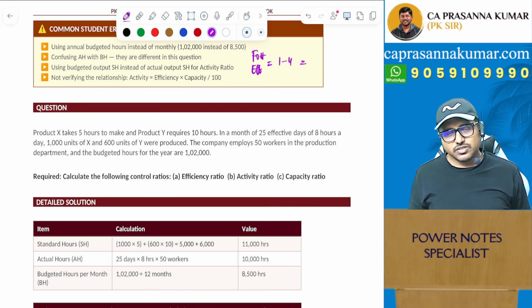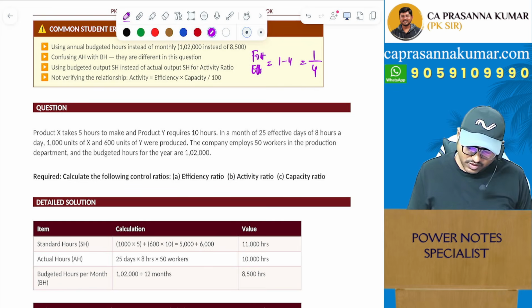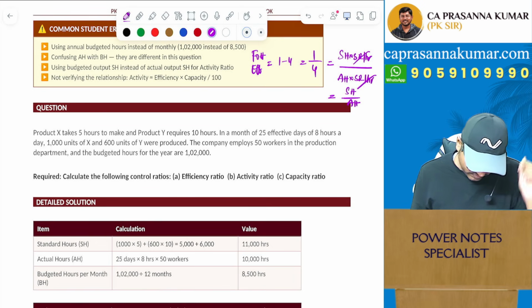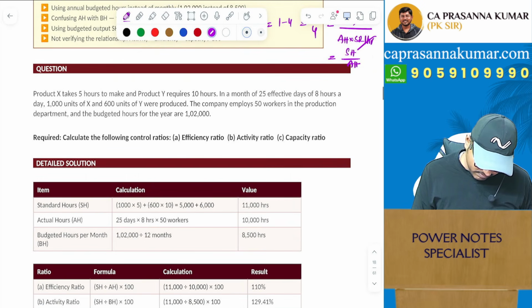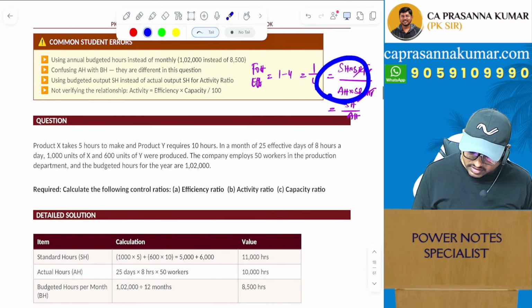So this is variance. Therefore, 1 minus another. We are talking about ratio over here. Therefore, write this as 1 by 4. Tell me what is 1? In terms of hours, you tell me. SH into SR. What is 4? AH into SR per hour. SR per hour gets cancelled. SH by AH is SH by AH. The exact formula that we have got.